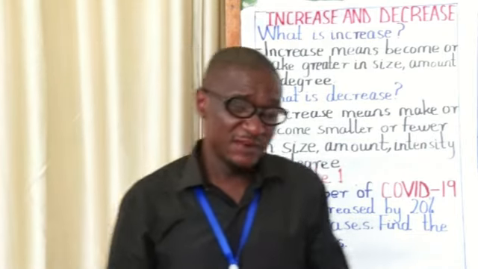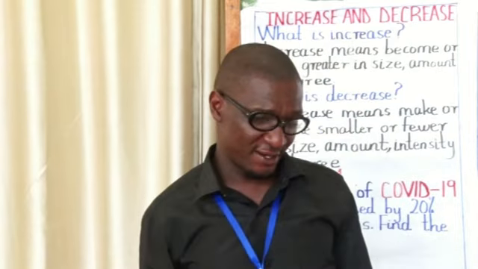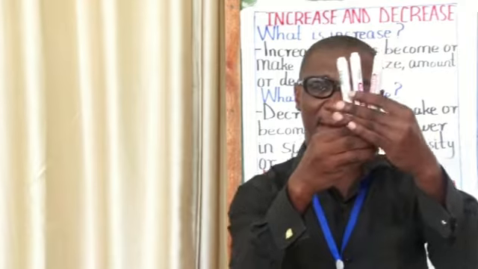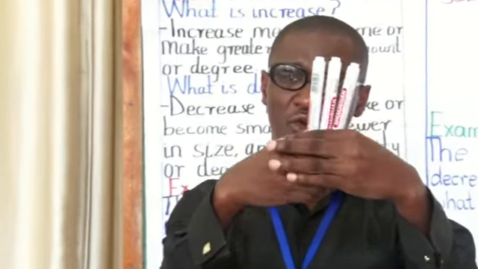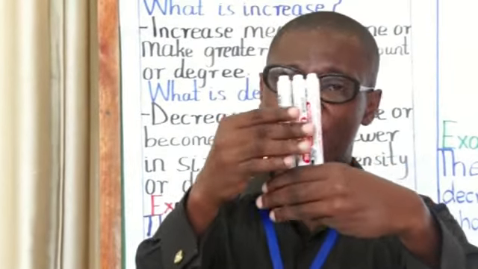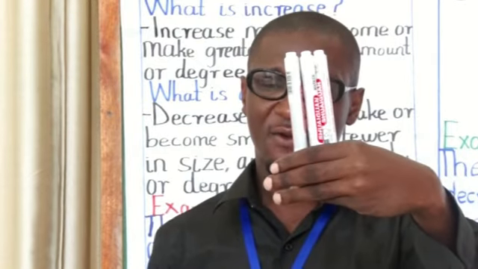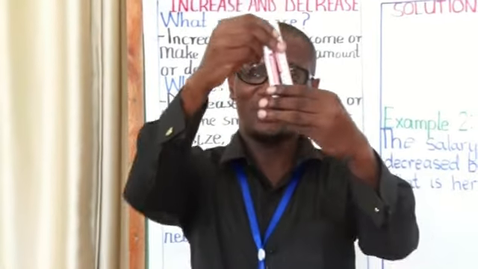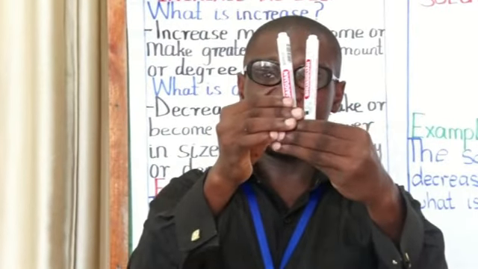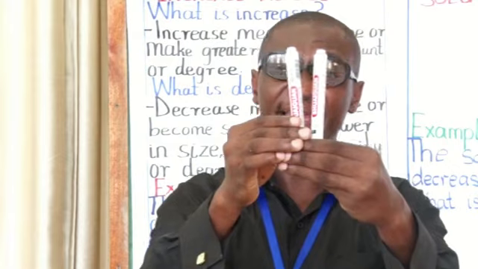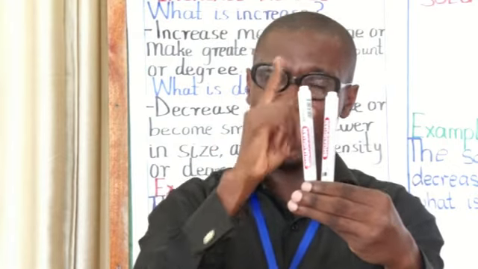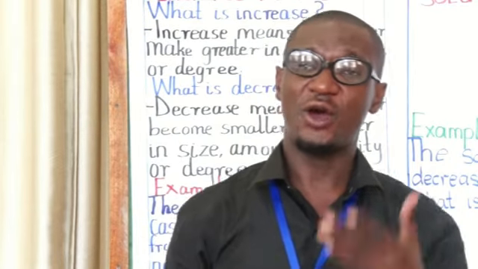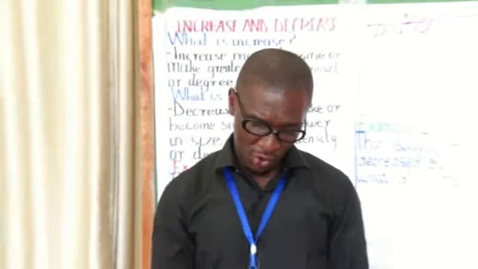Now when I say fewer or smaller, for example, you have 3 marker pens. You go with them somewhere. From there, you come back with only 2. Here we say we have a decrease of 1 marker pen, because you had 3, now you have 2.